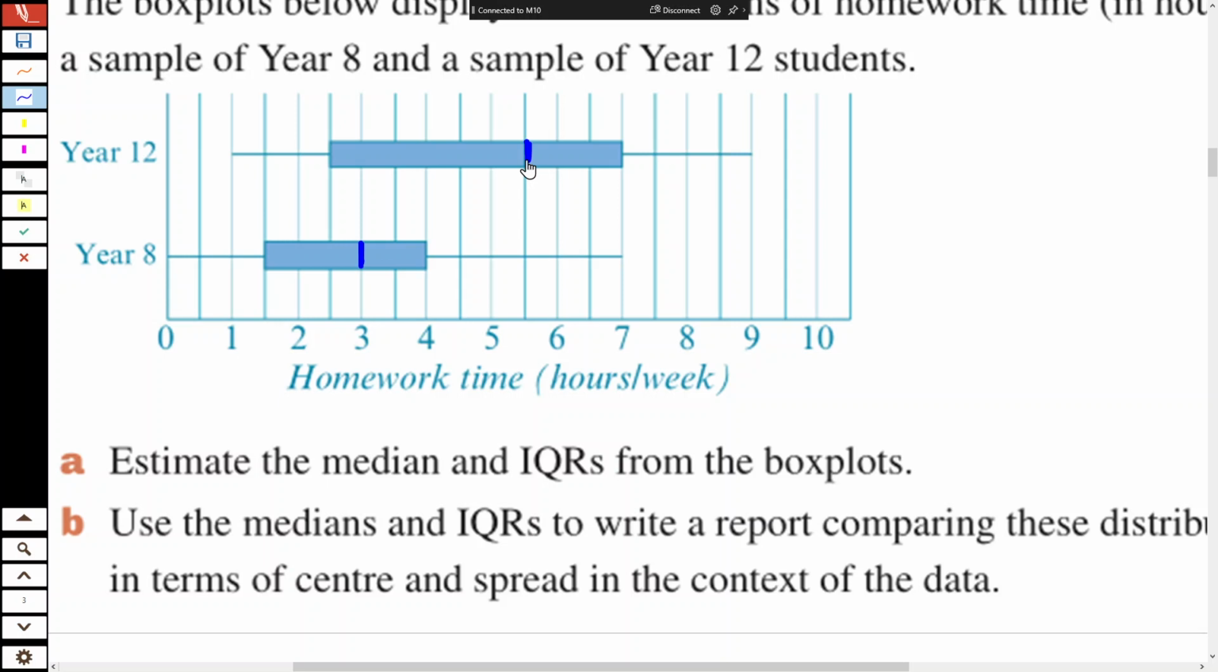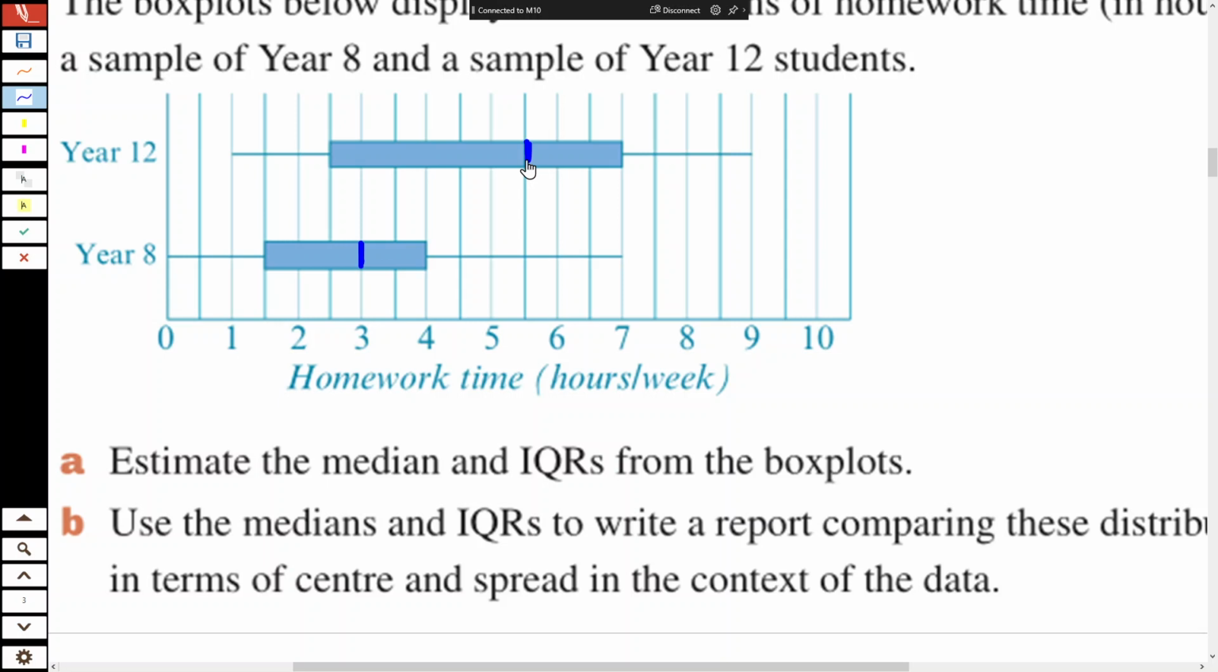Wait, what do the lines out the end of it mean? Ah, good question. So Emily has asked, what do the lines coming out of the box plot mean? I will throw it to the class. Does anyone remember what that is? Beck.